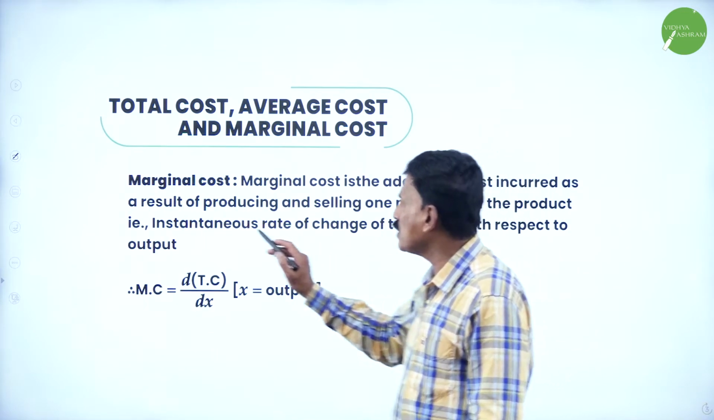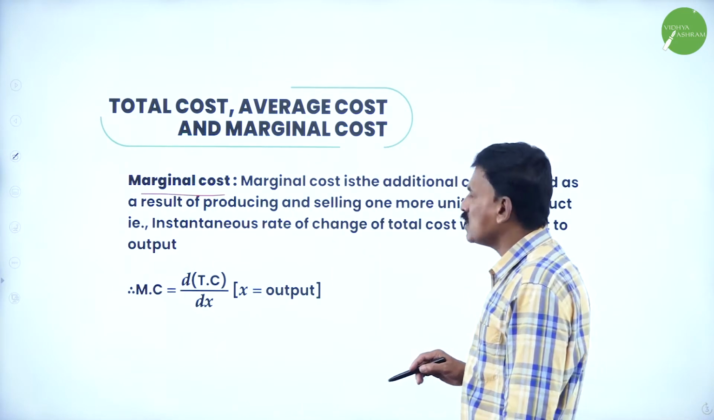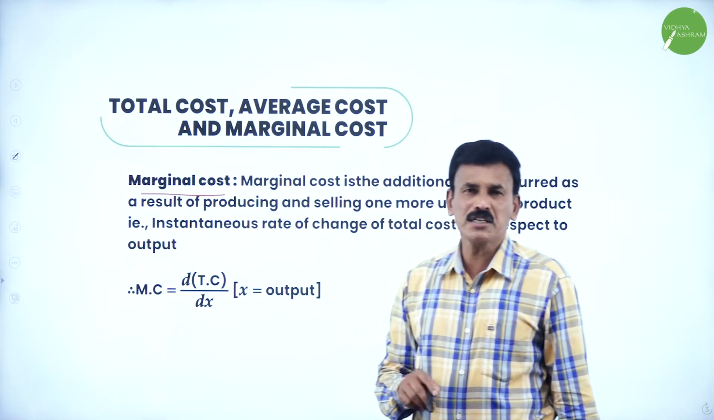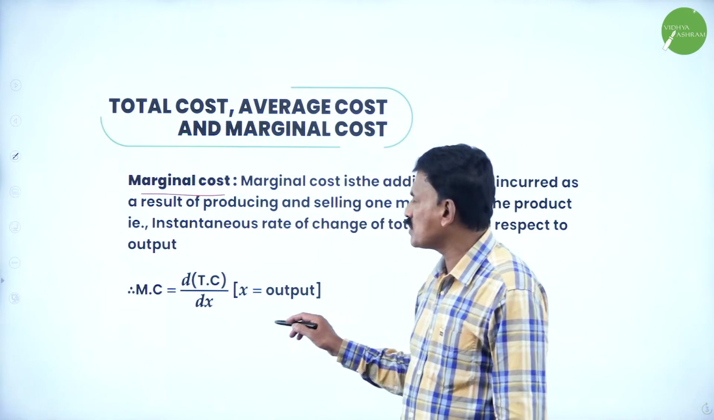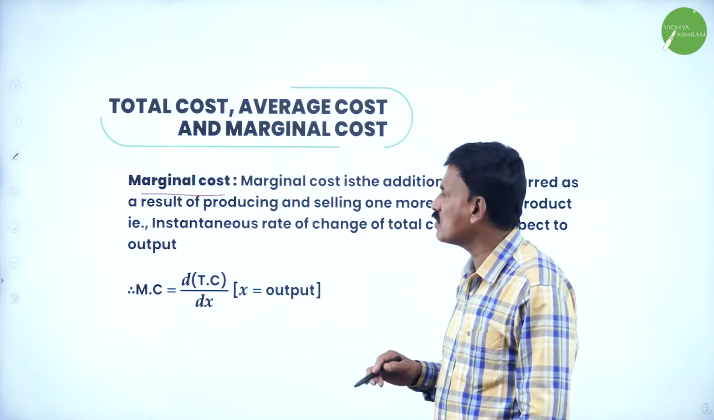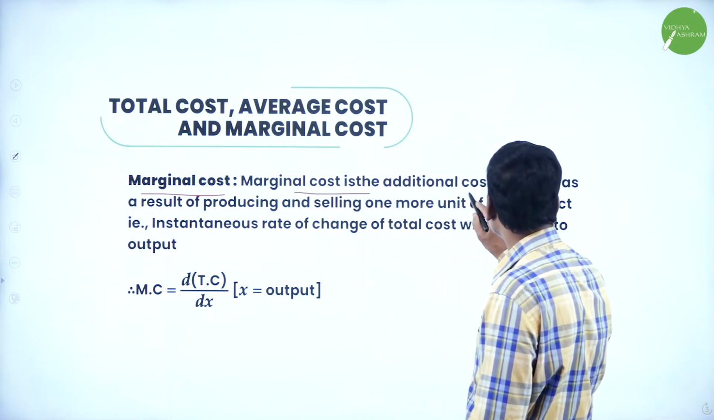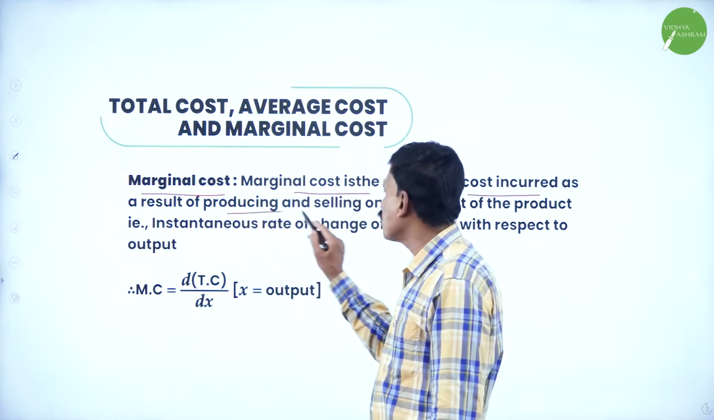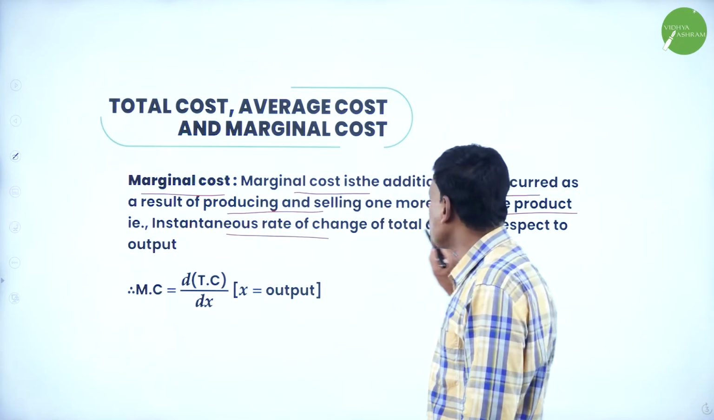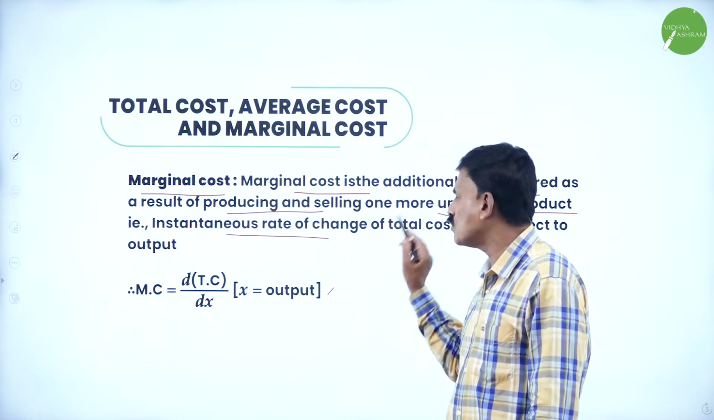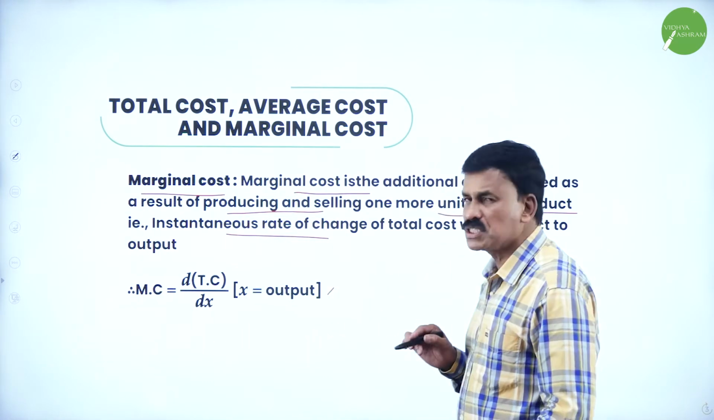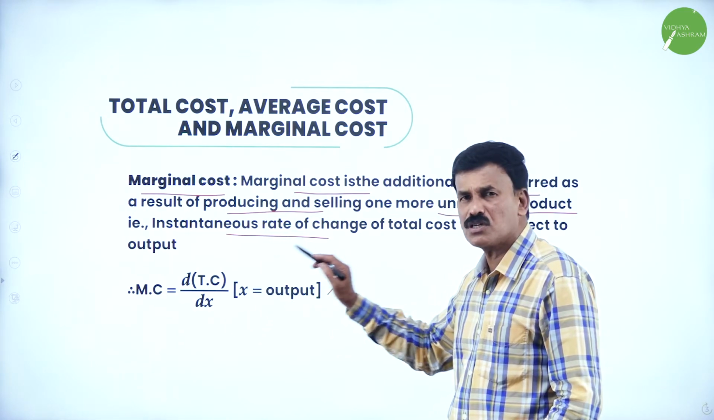Now let us come to the next one, the marginal cost. So what is this marginal cost? Marginal cost is nothing but the rate of change of total cost. If you differentiate the total cost with respect to x, then you are going to get the marginal cost. So the marginal cost is the additional cost incurred as a result of producing and selling one or more units of the product. That is the instantaneous rate of change of total cost with respect to the output. So MC is nothing but d by dx of total cost.